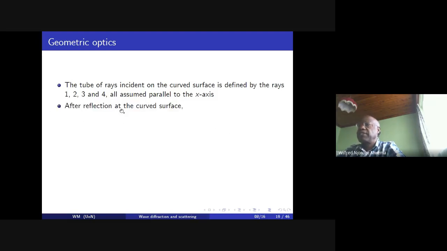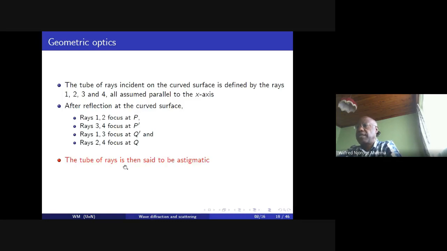And after reflection at the curved surface, the rays 1 and 2 will focus at P, rays 3 and 4 focus at P prime, rays 1 and 3 focus at Q prime, and rays 2 and 4 focus at Q. The tube of rays is therefore said to be astigmatic because the point of focus is not the same.